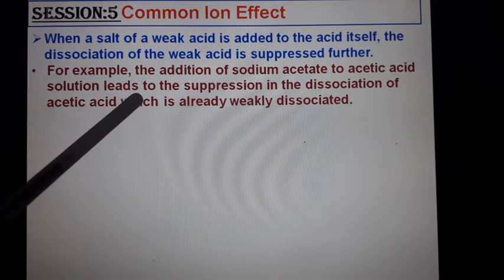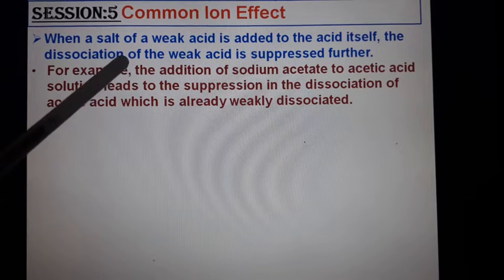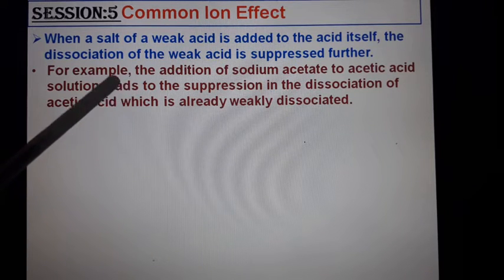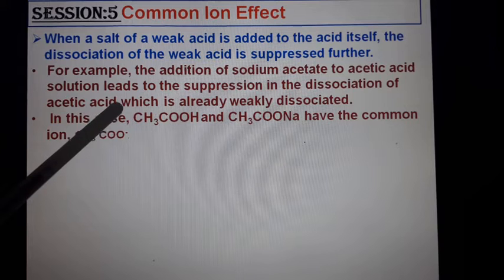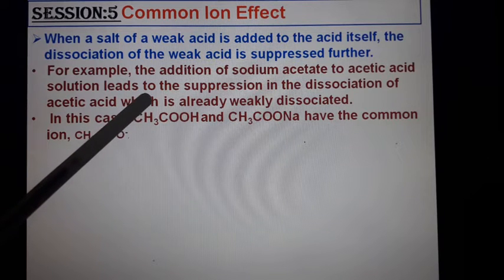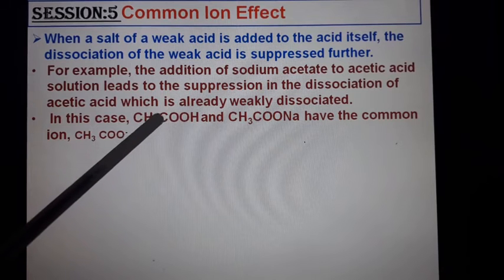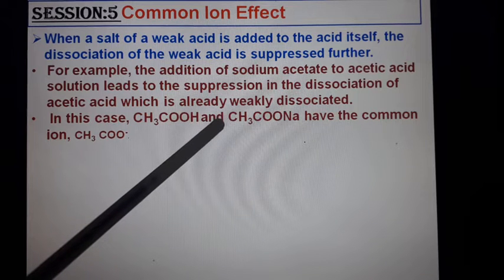Because in a weak acid only partial dissociation is there. Even in partial dissociation, when the salt acetate is added, it suppresses the dissociation of acetic acid. So this is the concept of the common ion effect. Acetic acid, CH3COOH, and sodium acetate, CH3COONa, have a common ion: CH3COO minus.